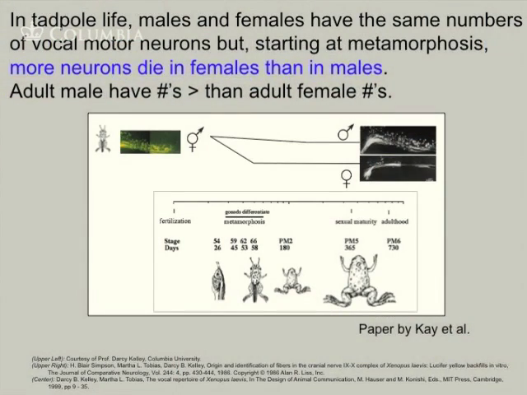What we discover is that if we look at males and females, they both start out with the same number of singing motor neurons, and then they start to die. They die in both males and females, but they die more rapidly, and there's more death in males than in females. So at the end of development, males have about twice the number of motor neurons as females do. So differences in the brain are due to less death in males, more death in females.